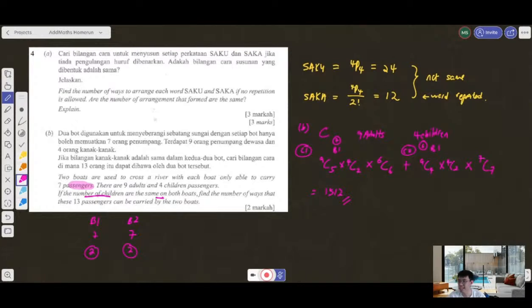This is like you playing a game. You want to put how many people on boat 1, how many people on boat 2. So this is the permutation combination thing.